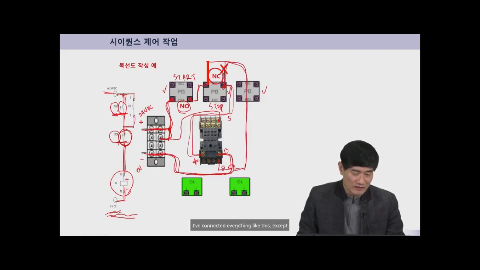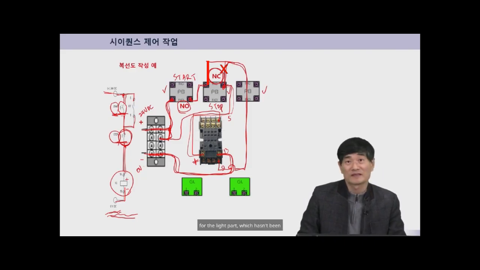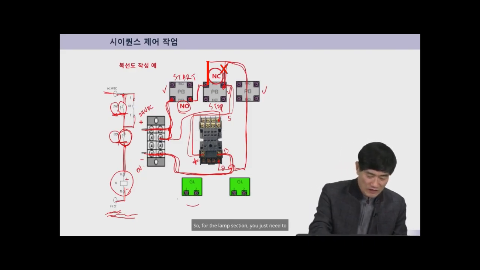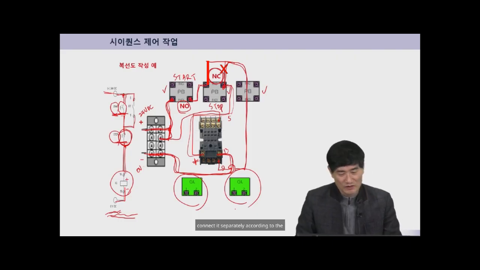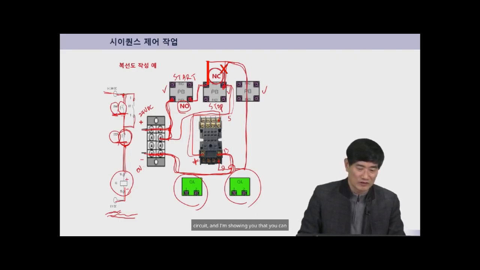I've connected everything like this, except for the light part, which hasn't been connected yet. So for the lamp section, you just need to connect it separately according to the circuit. And I'm showing you that you can create the wiring diagram this way.